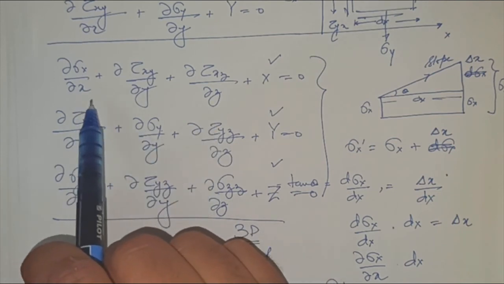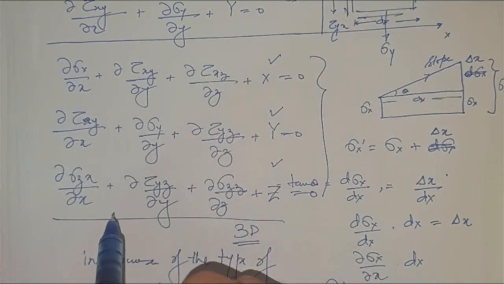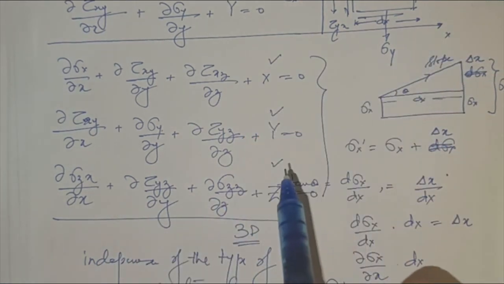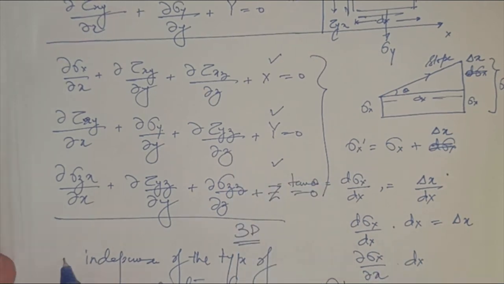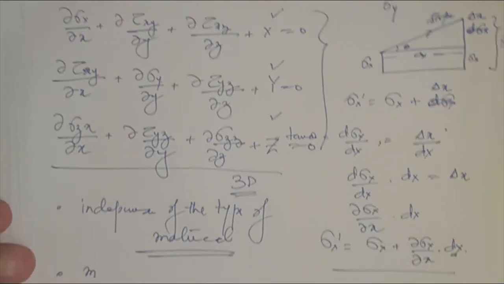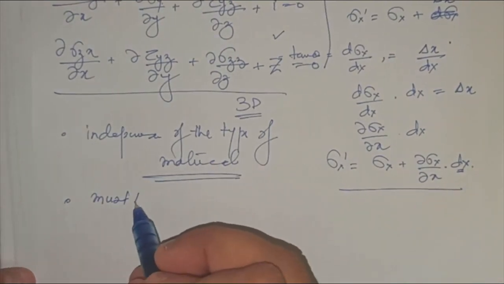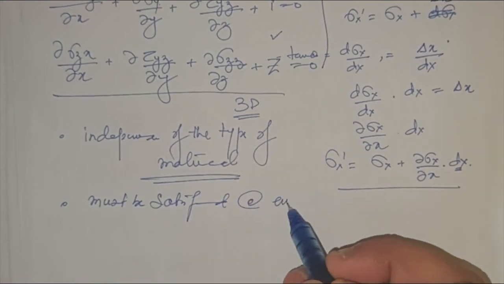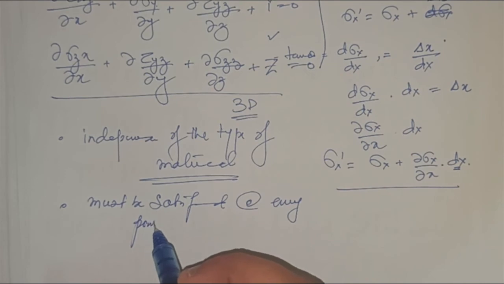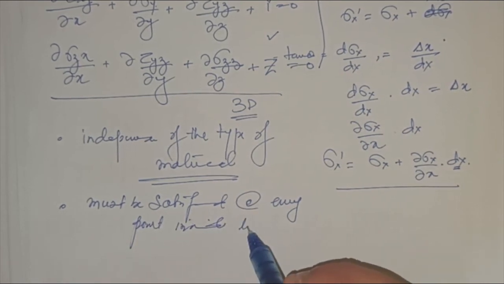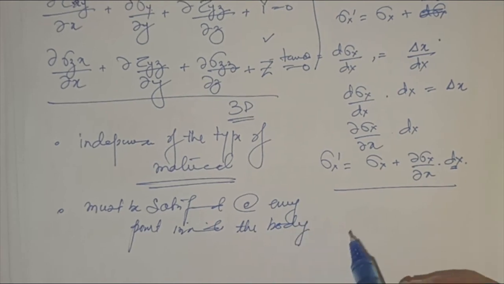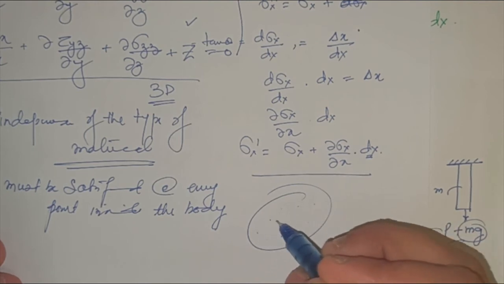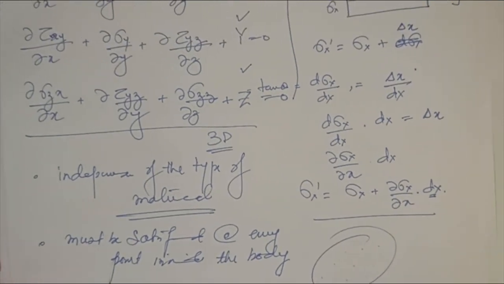The components, and again comes the importance of the components here. So you have to make sure that you remember these. So these equations must be satisfied at every point inside the body. If you have a body like this, at each and every point inside the body, these equilibrium equations must be satisfied.